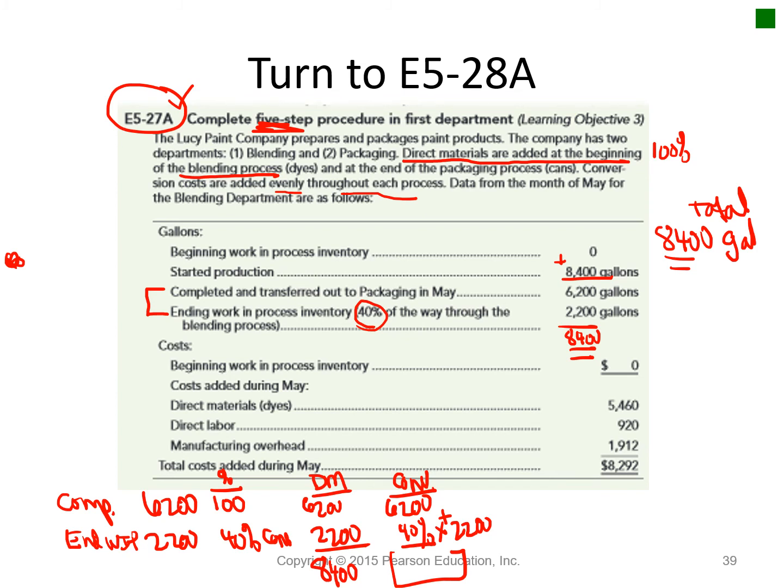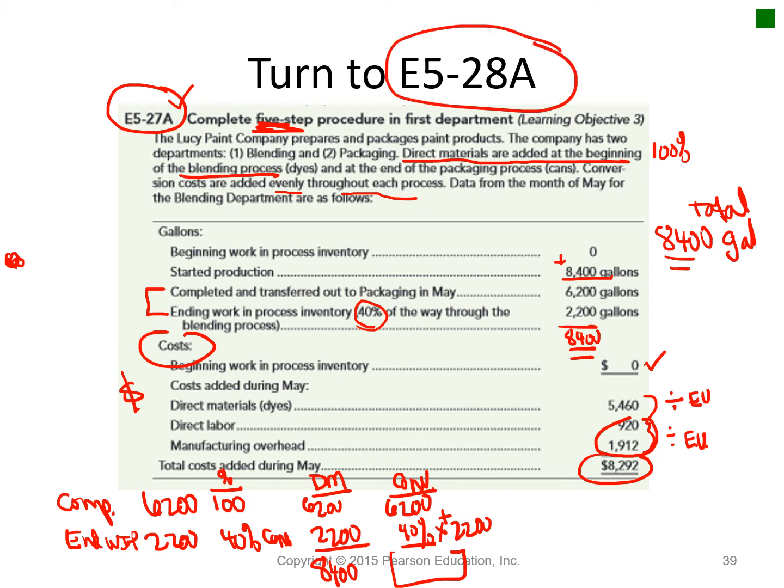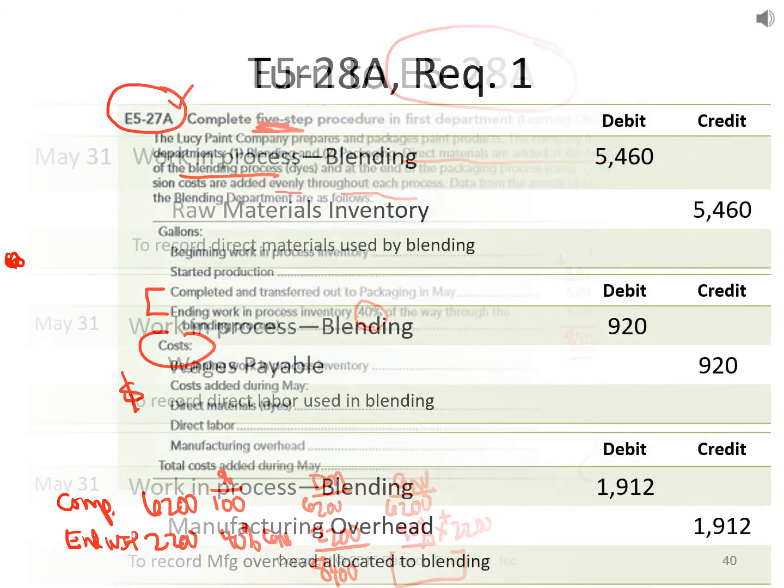So then once you've got that, that's your units. Then down here, now you have to deal with all the dollar amounts. Notice you've got beginning WIP is 0. You've got all these dollar amounts that you've added. There's your total dollar amount. So essentially what you're going to have to do is take the direct material amount, divide by the equivalent units. You can combine these and just say conversion. You'll divide those by your equivalent units to get your cost per equivalent unit. And again, you're going to have to do all this before you can do any journal entry, because you need to know the amounts.